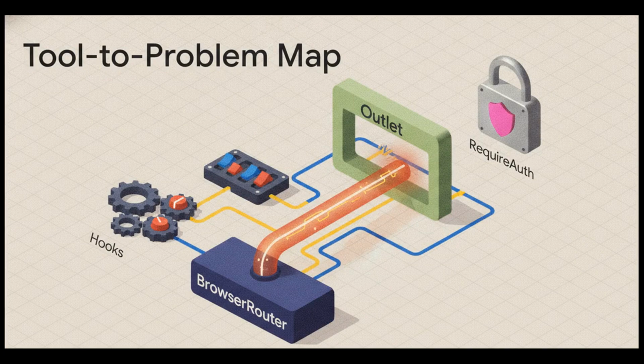Okay, let's bring this all together. We've seen exactly how each tool we talked about today solves a specific piece of the single-page navigation puzzle. Browser sets our foundation. Link prevents those awful state-destroying page reloads. Outlet makes our layouts perfectly reusable. Our hooks give us deep programmatic control over the journey. And finally, RequireAuth keeps our users' private data securely locked down.